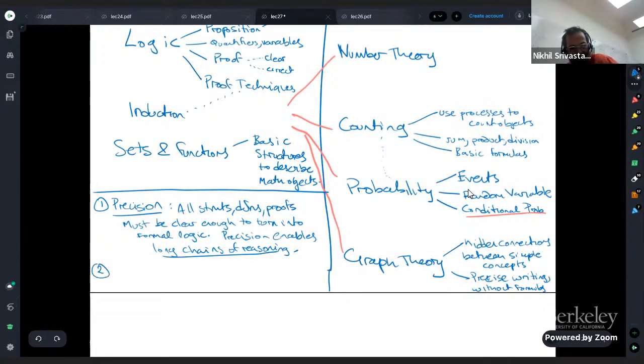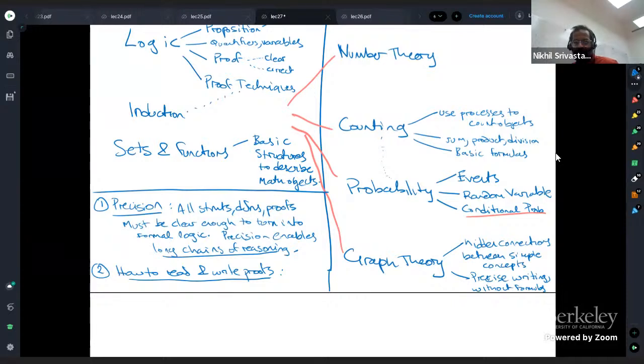The other takeaway from this course is I hope you learned how to read and write proofs. Specifically, what I mean by that is when you read a proof, very specific things are supposed to happen in your mind. You're supposed to keep track of the logical structure. You're supposed to know what's on the table. I emphasize this a lot, but this is maybe the difference between reading a mathematical proof and just reading something else written in English. Something very specific is supposed to happen in your mind.